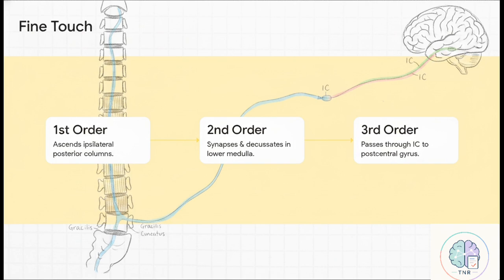It travels all the way up to the lower medulla before it finally synapses and its second order neuron crosses over. Because its spinal cord journey is entirely uncrossed, a lesion in the cord causes a loss of fine touch on the same side of the body.